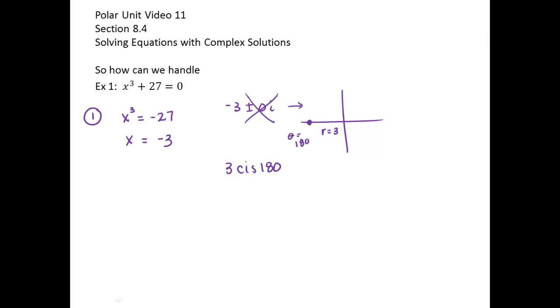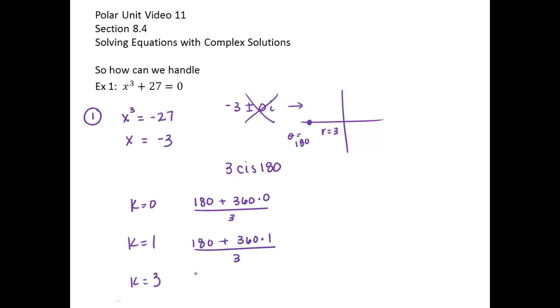And to do that, I'm going to have to use the nth root theorem that we had in our last video with k equals 0, k equals 1, and k equals 2. So I have 180 degrees plus 360 times 0 divided by 3, 180 plus 360 times 1 divided by 3, and 180 plus 360 times 2 divided by 3.